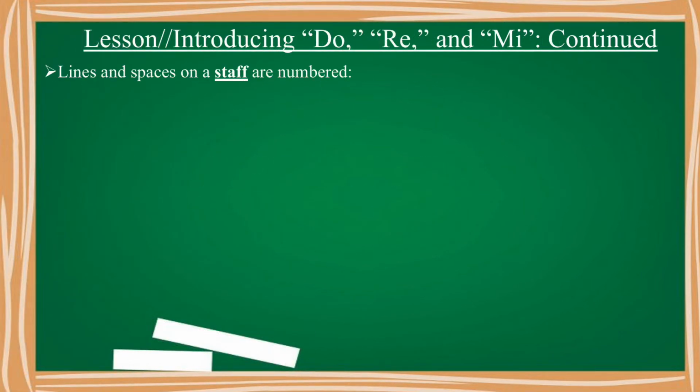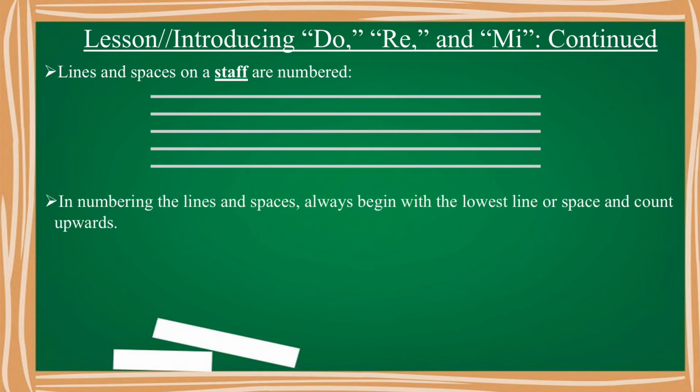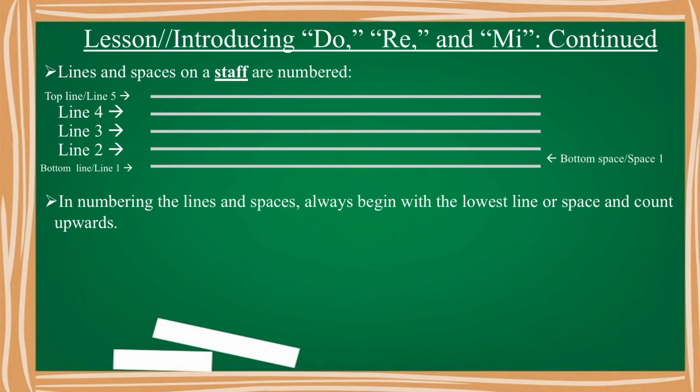Lines and spaces on a staff are numbered. In numbering the lines and spaces, you always begin with the lowest line or space and count upwards. There's the bottom line there. Line number 2, 3, 4, and the top line or the fifth line. Spaces are the same. Bottom space or space number 1, space 2, 3, and of course the top space or space number 4.